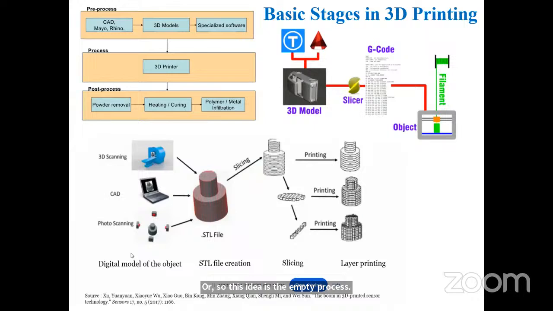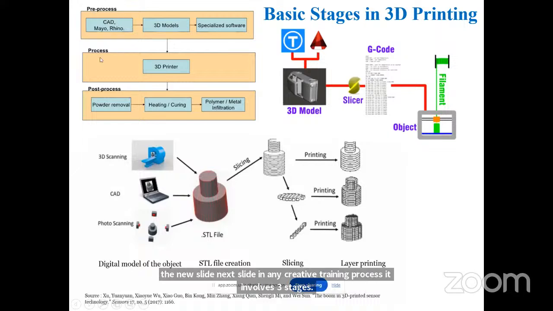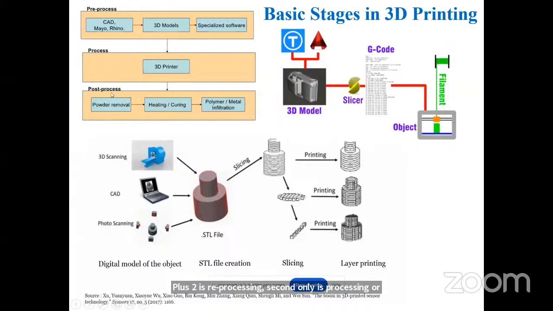Now we come into the next slide. Any 3D printing process involves three stages. First is pre-processing, second one is processing or fabrication, third one is post-processing. Pre-processing consists of creating the 3D model in different input ways. So for making the 3D model we can go with some specialized software.